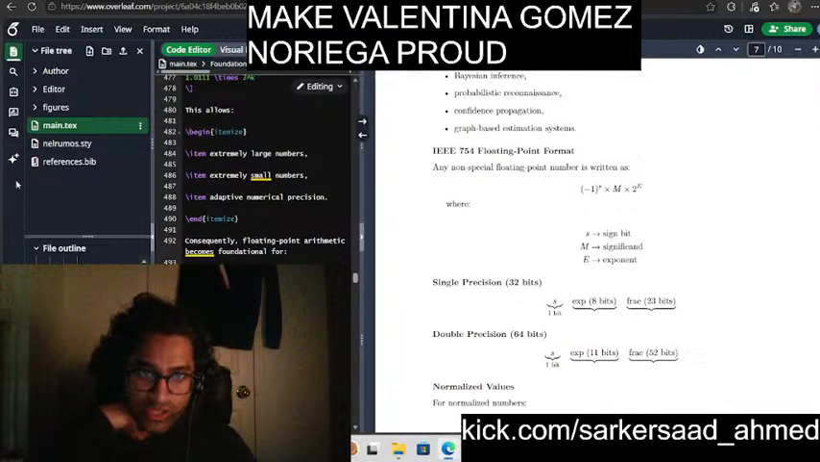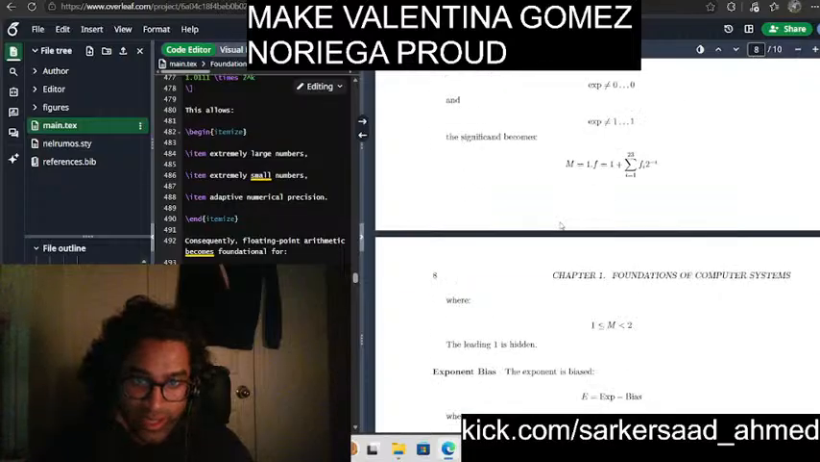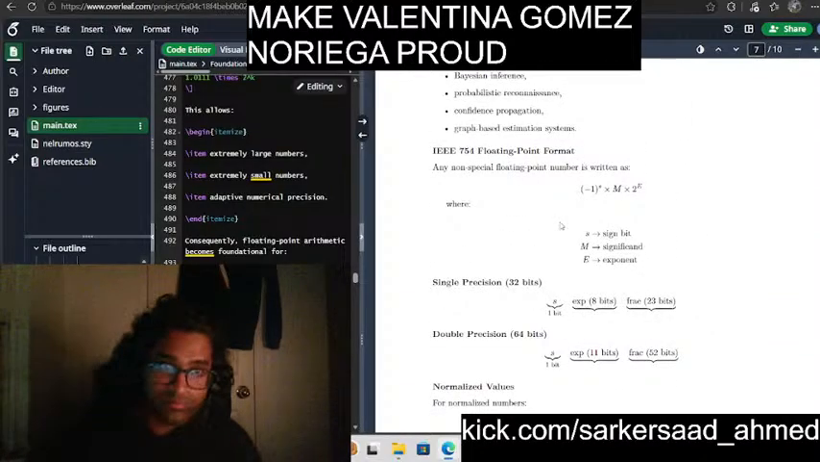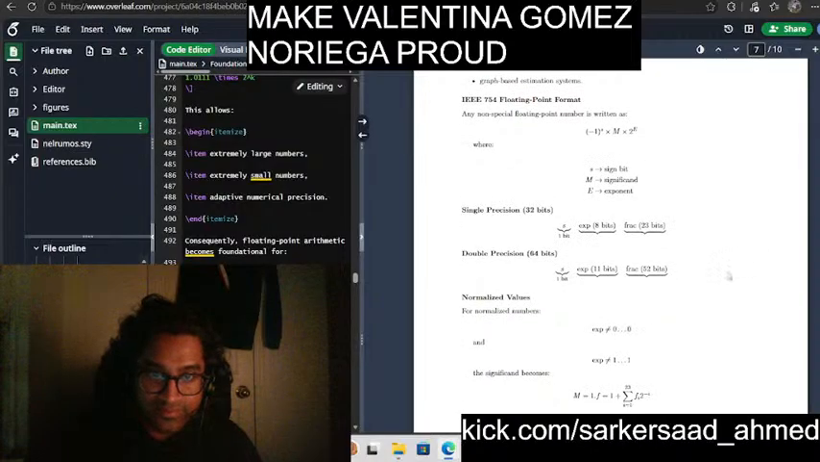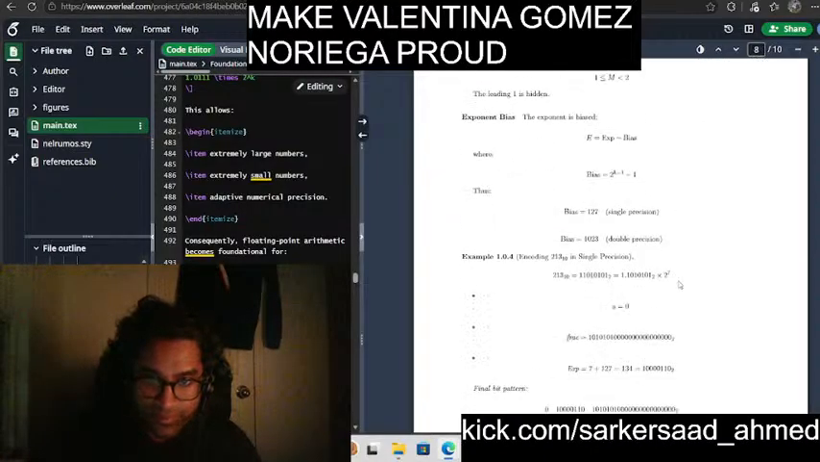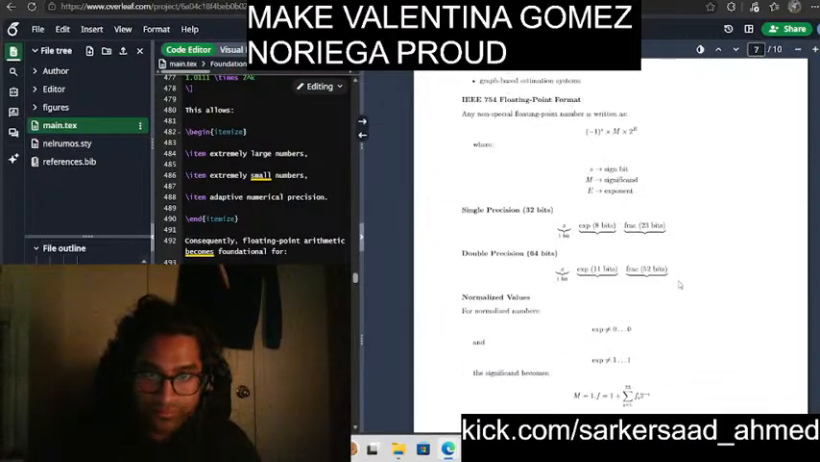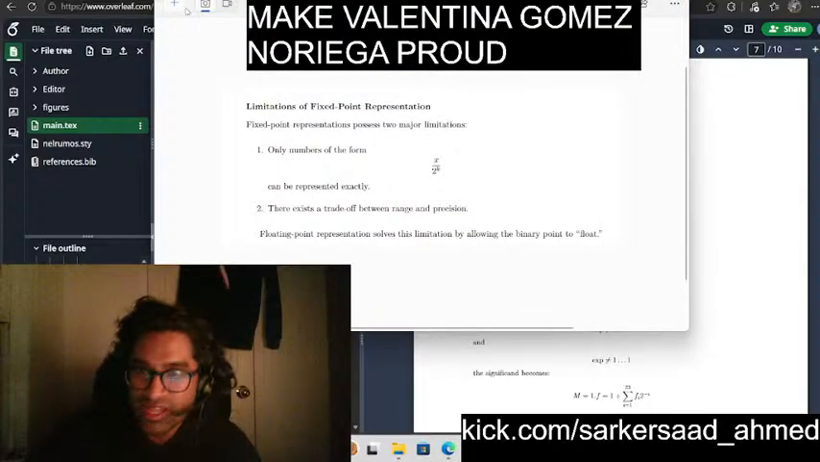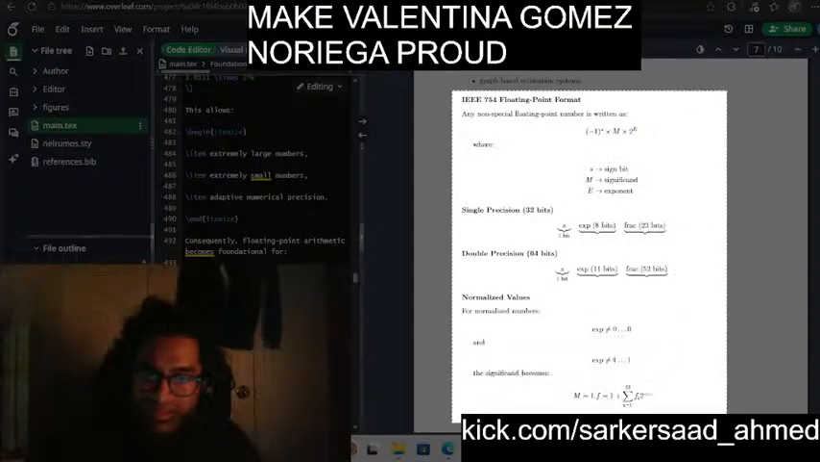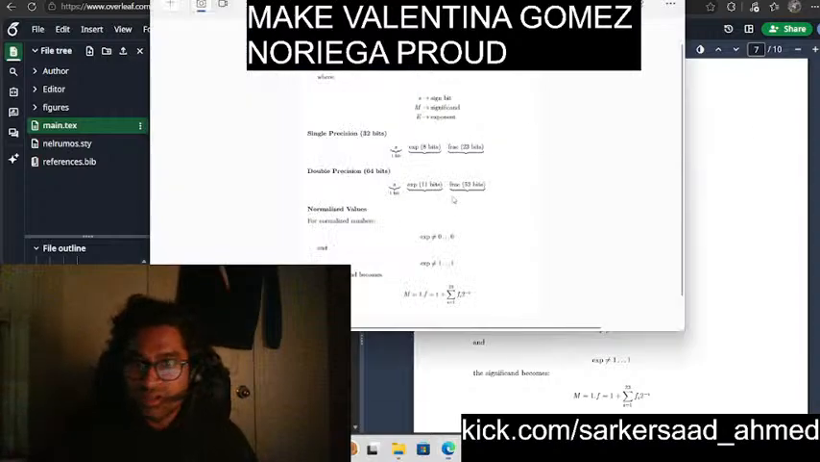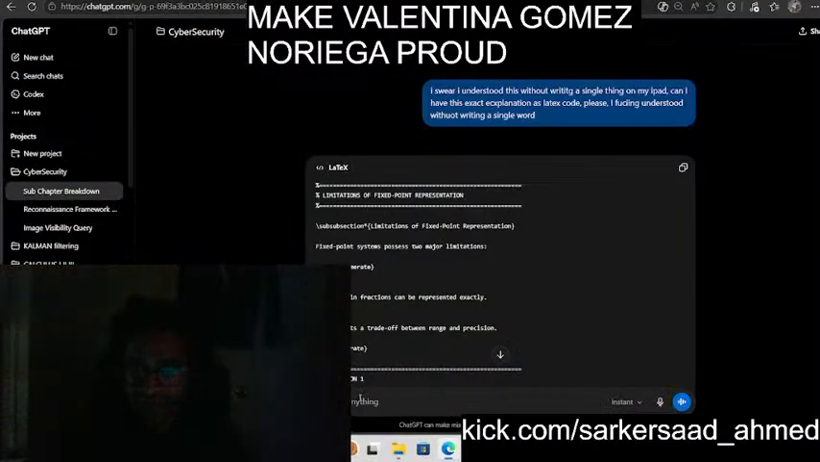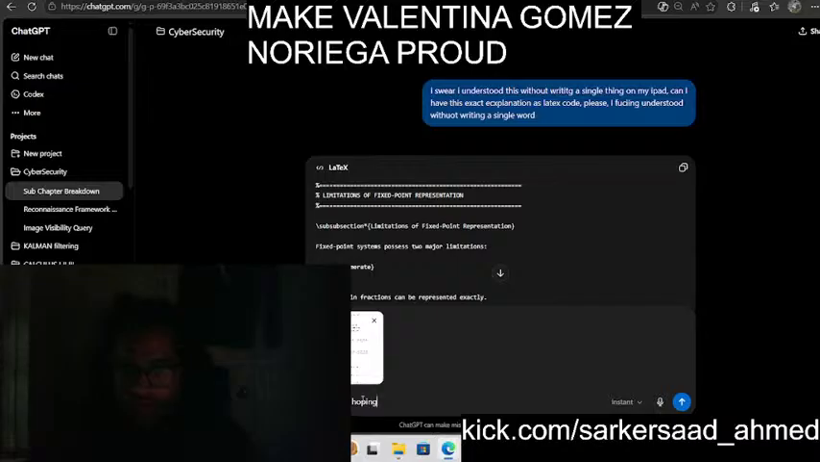So any non-special floating point number is written as that. Okay. No, it's fine. I was hoping you could use 3 examples to maybe help me understand it better.